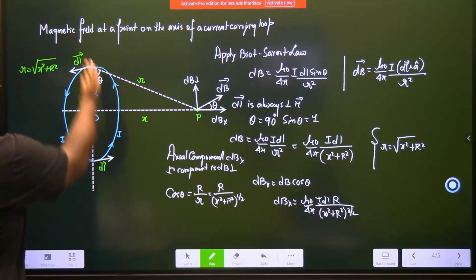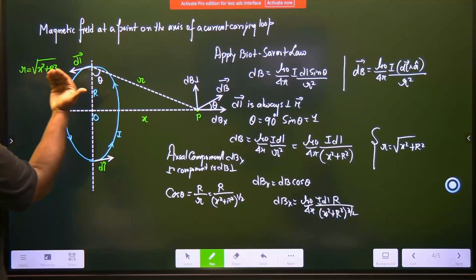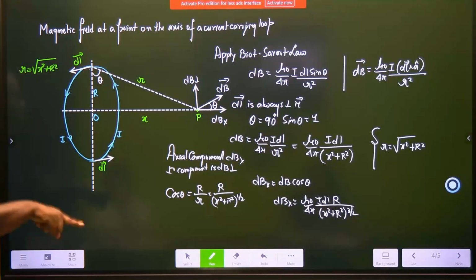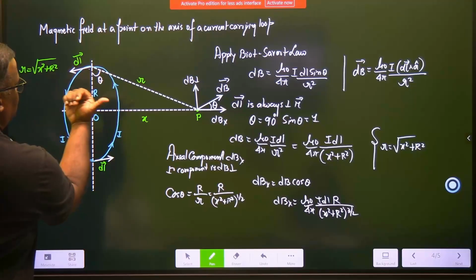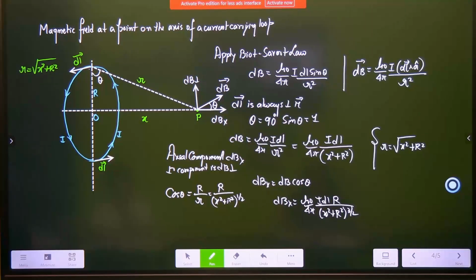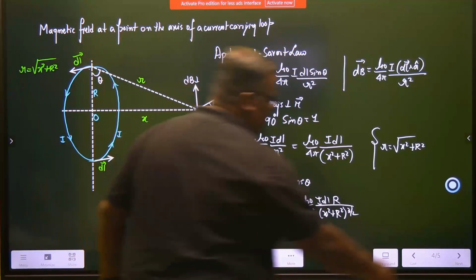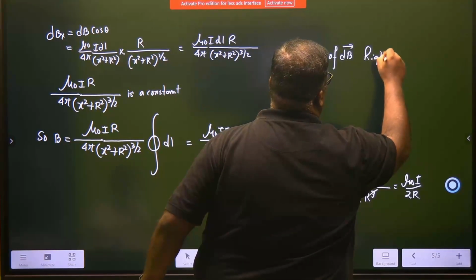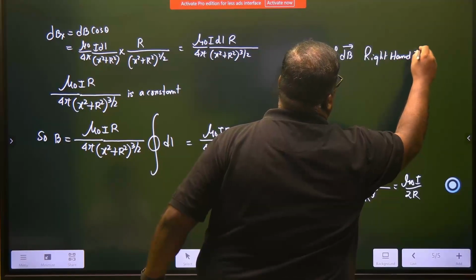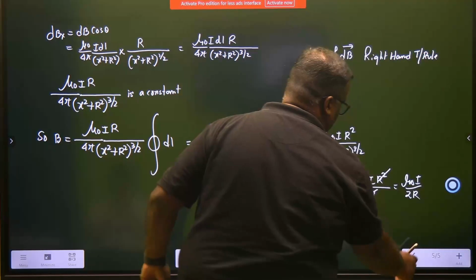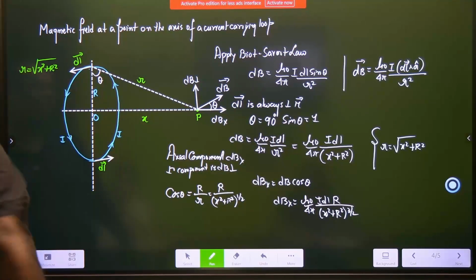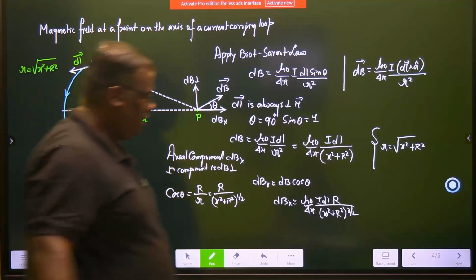Now see, my loop is like this, right hand thumb rule. Curl your fingers the way the current is going. The current is going in this direction, so I curl my fingers in this way. Look where my thumb is showing the magnetic field. So it is shown by the right hand thumb rule. And if the current was going anti-clockwise, then it would have gone this way. Clear? It's an easy derivation, both of them.